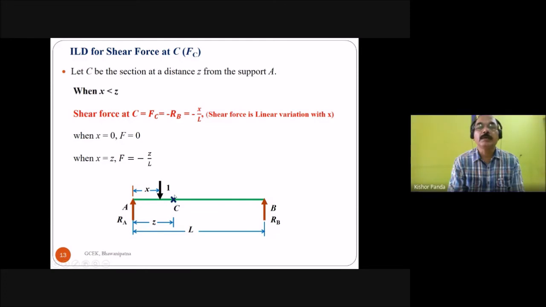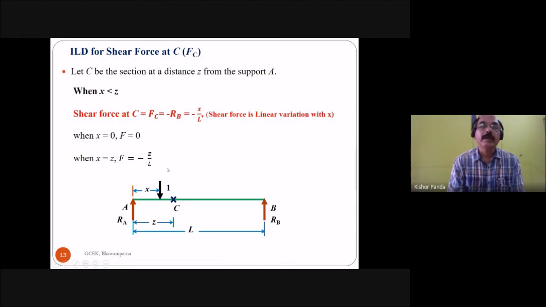What is the shear force here? When we consider the right portion, the right side of C, there is only one reaction, at B. Because this is a right-side upward force, we take it as negative, so the shear force at C is equal to minus RB. But you know the reaction at B is equal to X by L. So the shear force at C, FC, is equal to minus RB, which is equal to minus X by L. Here also you see the shear force varies linearly with X.